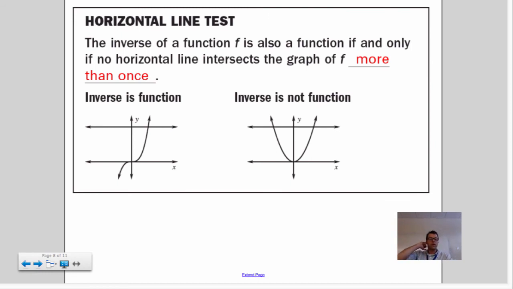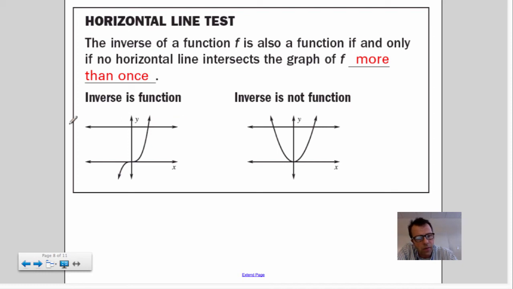Okay, so here is the horizontal line test. The inverse of a function is also a function if and only if no horizontal line intersects the graph of f more than once. So if you're given this guy as the function in question, does its inverse also satisfy a function?